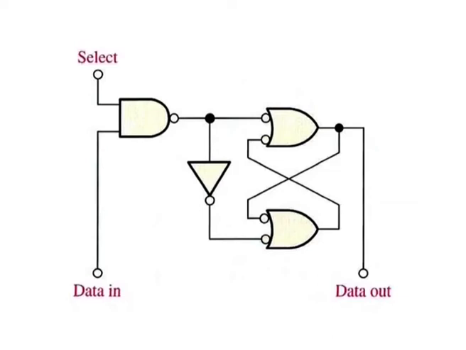The cell is selected by an active level on the select line, and a data bit 1 or 0 is written into the cell by placing it on the data in line. A data bit is read by taking it off the data out line.